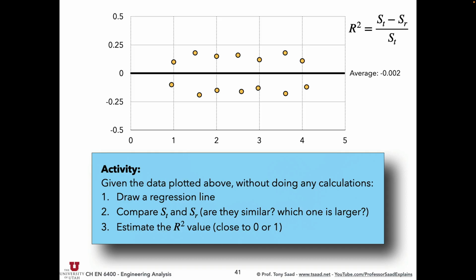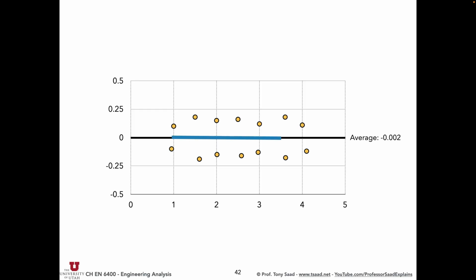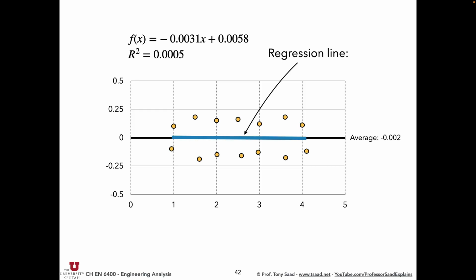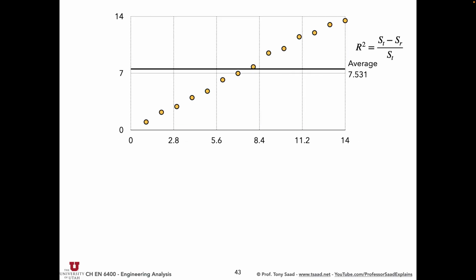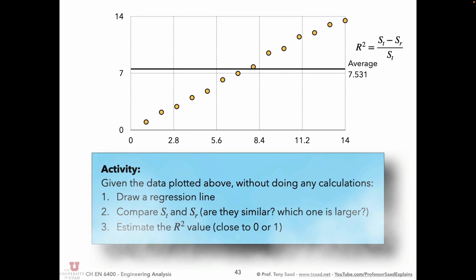So for these data, what is the regression line? Yes, it's going to be right on top of the average. So ask yourself, does my regression line improve on the average or not? No, it does not. So it's going to be a bad fit. In this case, R squared is going to be very close to 0. This is the actual regression line. Its formula is minus 0.0031x, and the R squared is 0.00005.